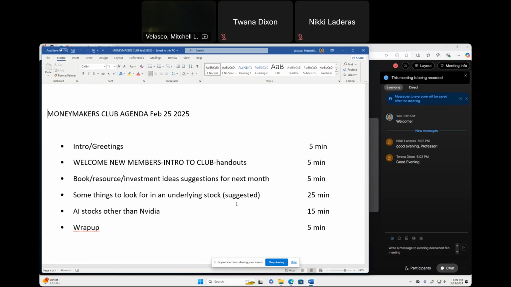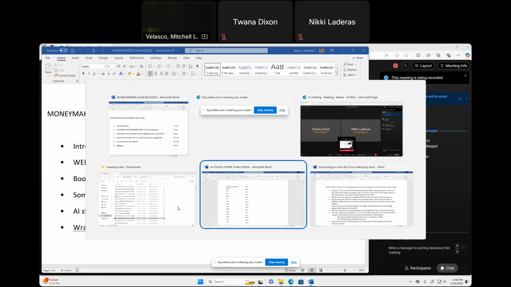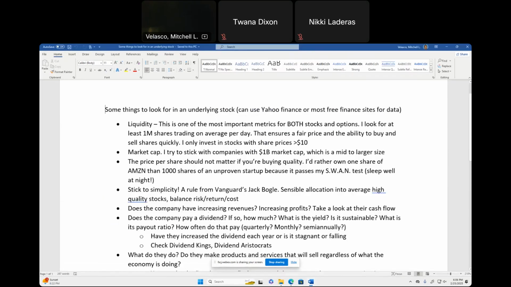Great. So we're going to go ahead and get started with the first topic, and this is a really popular topic. We've talked about this one before, but it's a good topic anyway to repeat, and it's what are some things to look for in an underlying stock. Let me go ahead and share this screen with the people online that are with us. All right, so if you look at the very first one, and I put it right at the top, for me, the most important one is liquidity.